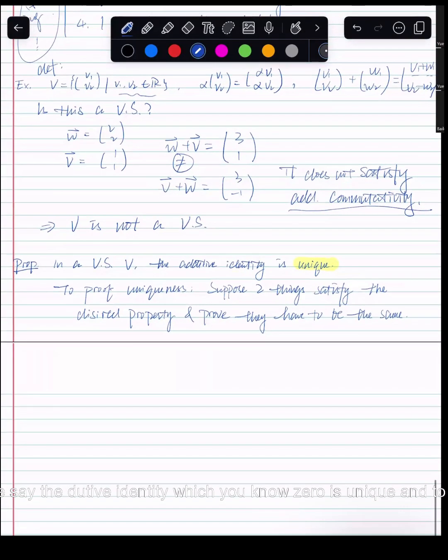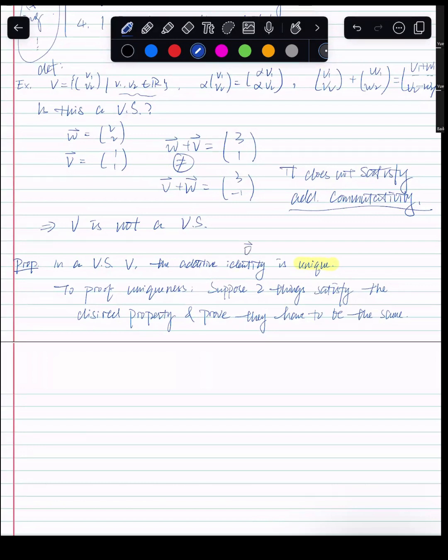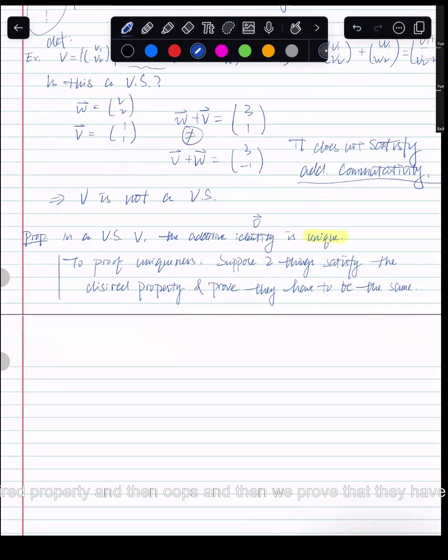So basically in a vector space V, we say the additive identity, which is 0, is unique. To prove uniqueness, we usually suppose there are two things that satisfy the desired property, and then we prove that they have to be the same.